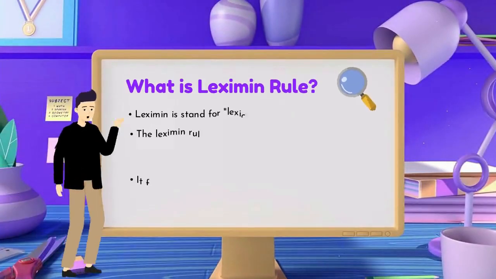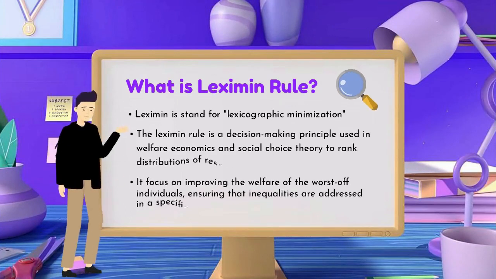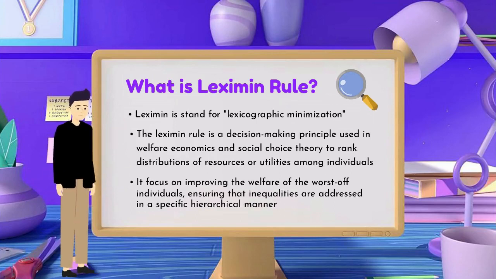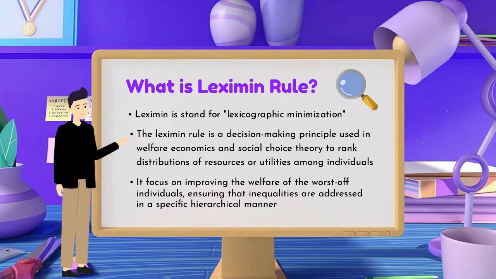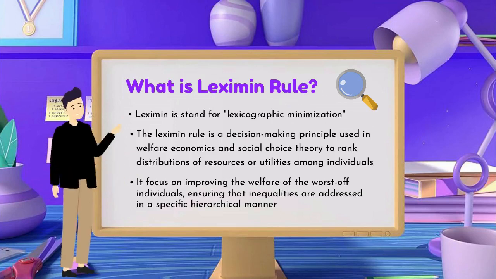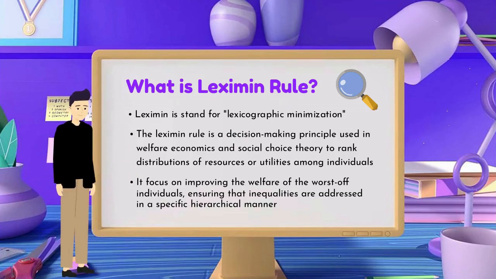So firstly, we go to the introduction of Leximin Rule. So what is Leximin Rule? Leximin stands for lexicographic minimization. The Leximin Rule is a decision-making principle used in welfare economics and social choice theory to rank distributions of resources or activities among individuals. It focuses on improving the welfare of the worst-off individuals, ensuring that inequalities are addressed in a specific hierarchical manner.